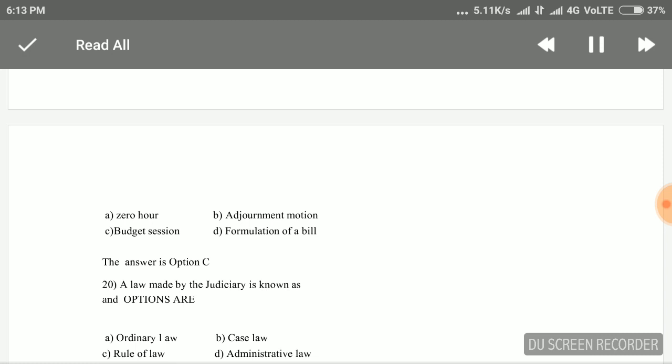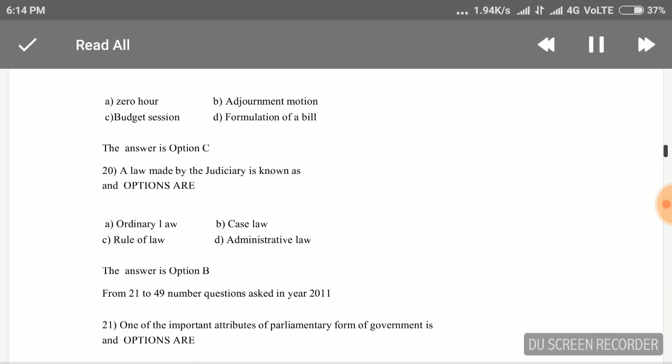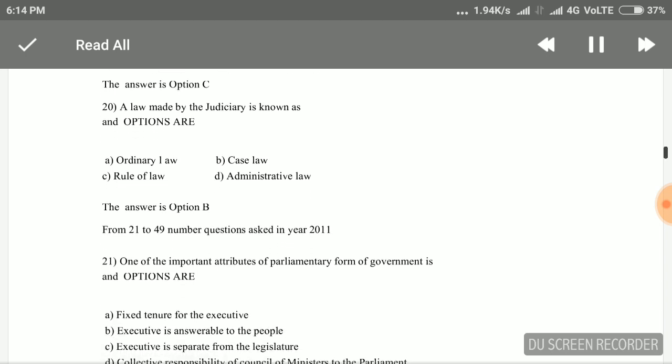20. A law made by the judiciary is known as. And options are A. Ordinary law, B. Case law, C. Rule of law, D. Administrative law. The answer is option B. From 21 to 49, questions were asked in year 2011.